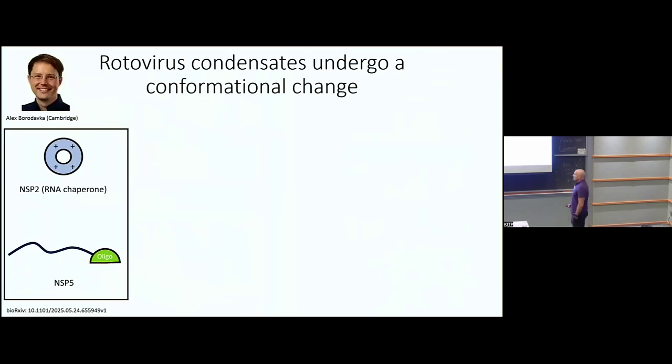Now, this is the experimental work coming out of Alexander Borodavka's group. He's interested in rotaviruses, and the two key molecular players that are going to show up here are NSP2, which is an RNA chaperone. It's got a globular folded structure that is donut-shaped. It's a higher order oligomer, and it's got a lot of positive charge because part of its function is to bind RNA. The other molecule involved is NSP5. It's primarily disordered, although it has an oligomerization domain at the C-terminus, probably mediated by coiled-coil interactions or something of that flavor.